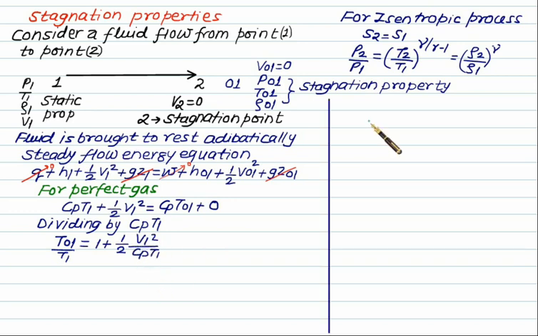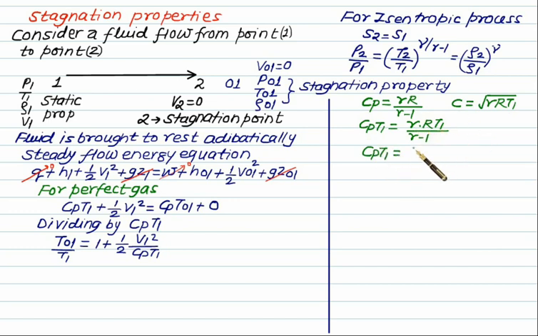Already it is known that Cp is equal to gamma R upon gamma minus 1. So Cp into T1 will be equal to gamma into R into T1 divided by gamma minus 1. And we have one more definition, the velocity of sound, which is equal to the square root of gamma times RT1. So we can replace this product: CpT1 will be equal to gamma RT1 over gamma minus 1, and gamma RT1 is the same as C1 square, the velocity of sound at temperature T1. So we make this substitution here.